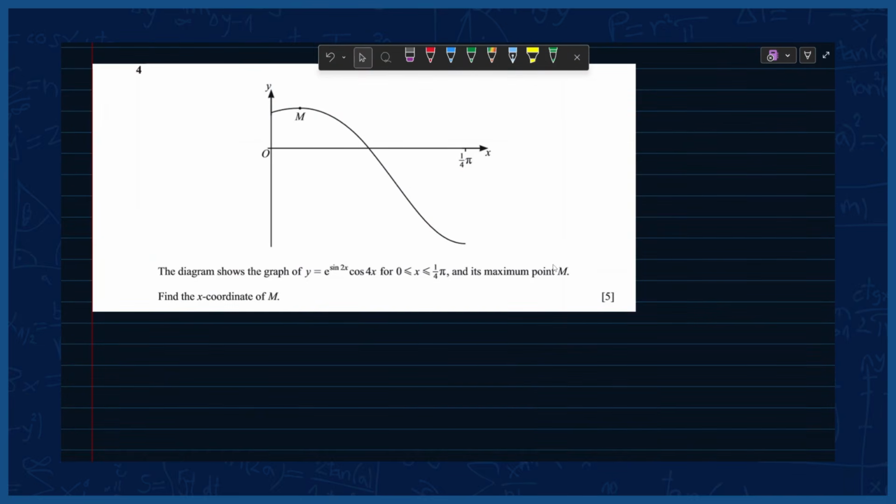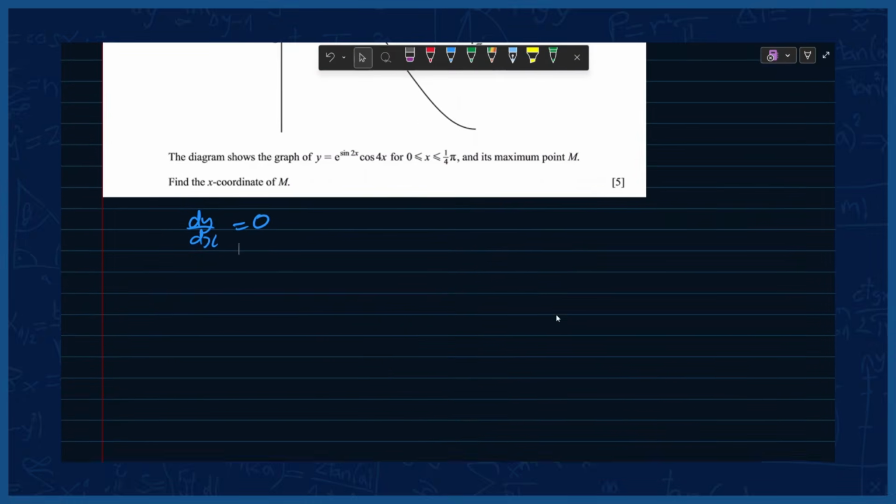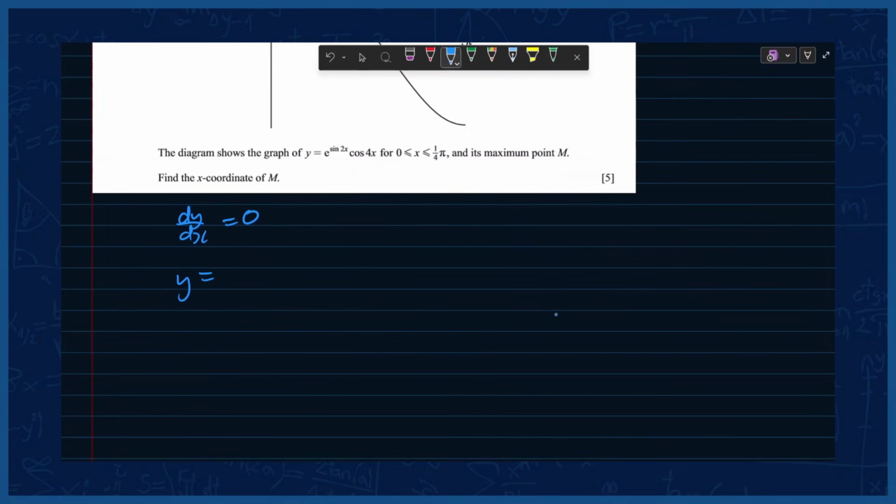Question number 4. The diagram shows the graph of y = e^(sin 2x) cos 4x for x between 0 and a quarter π inclusive, and its maximum point M. A key phrase there is maximum point. Find the x coordinate of M. We know we're dealing with a maximum point, so at a maximum point, dy/dx is 0. That means we need to find what dy/dx is. We've got some equation to differentiate: e^(sin 2x) cos 4x.